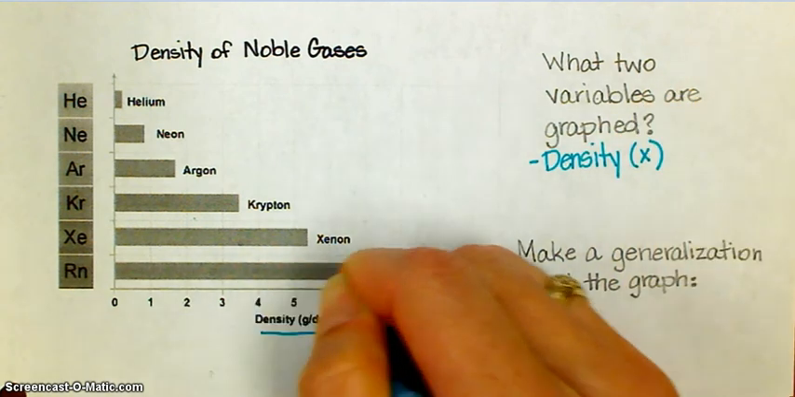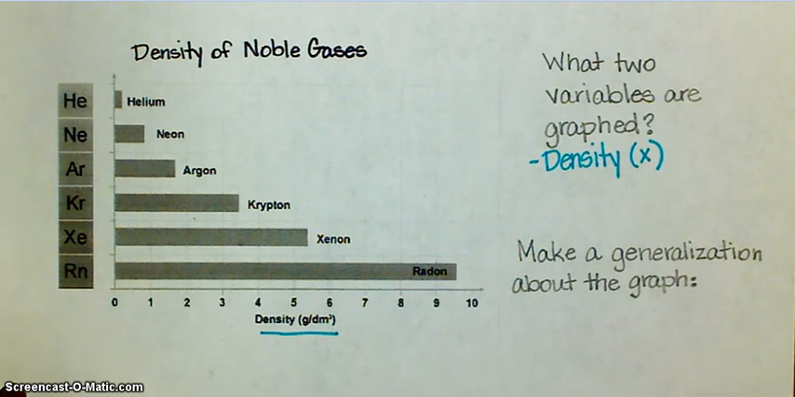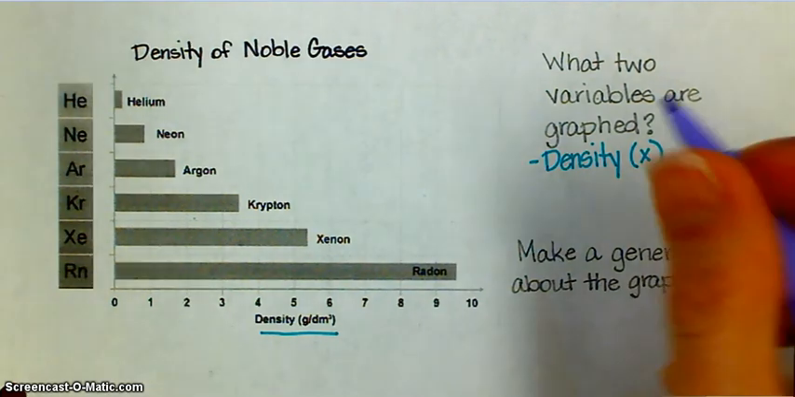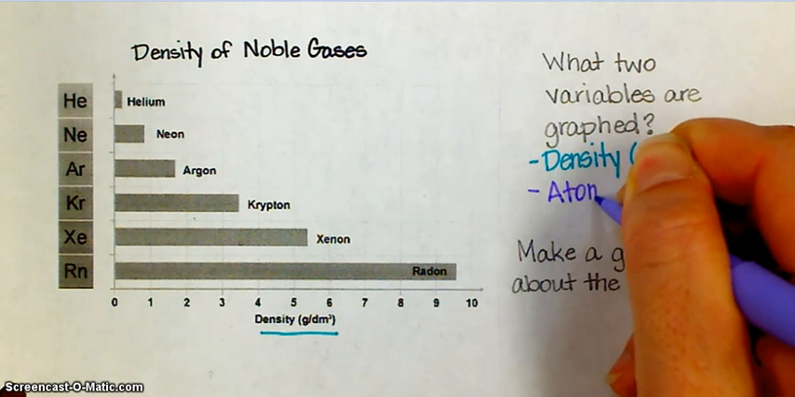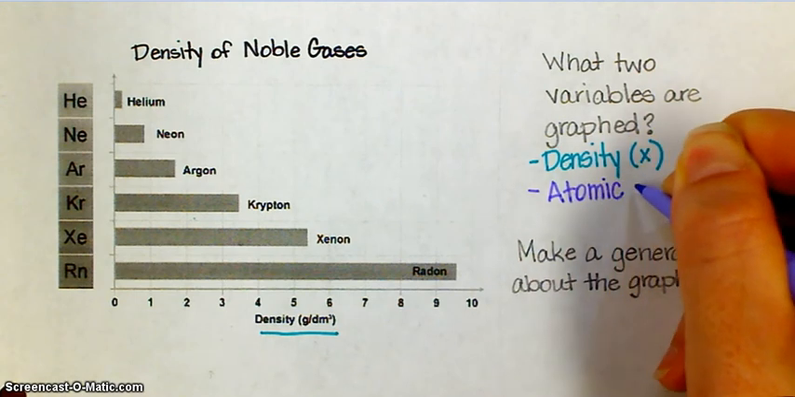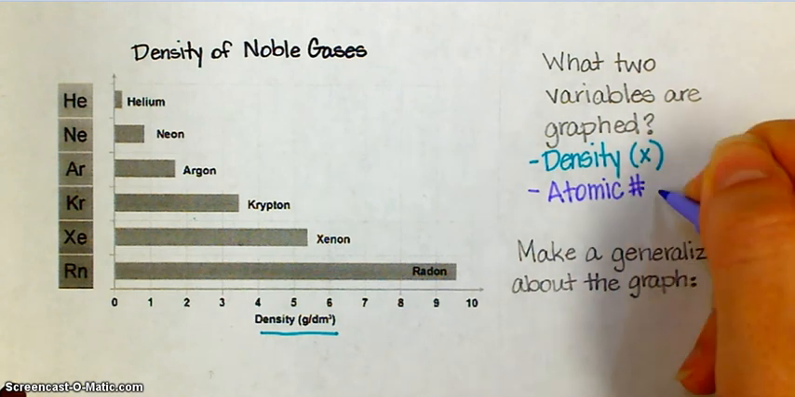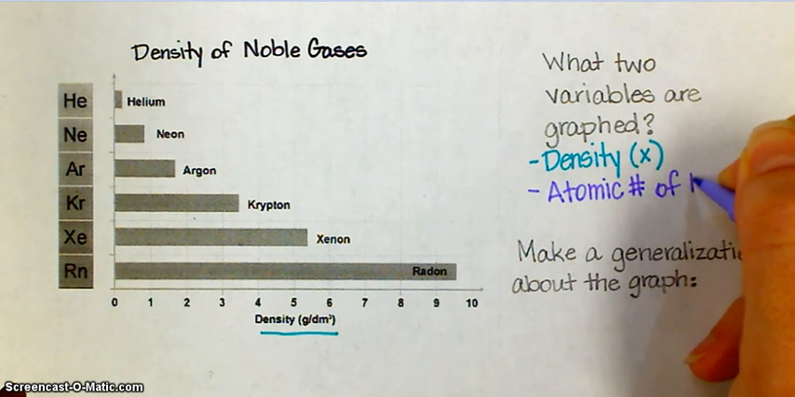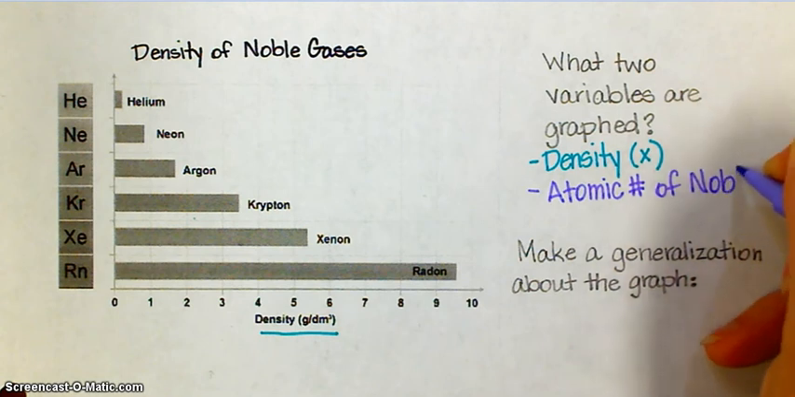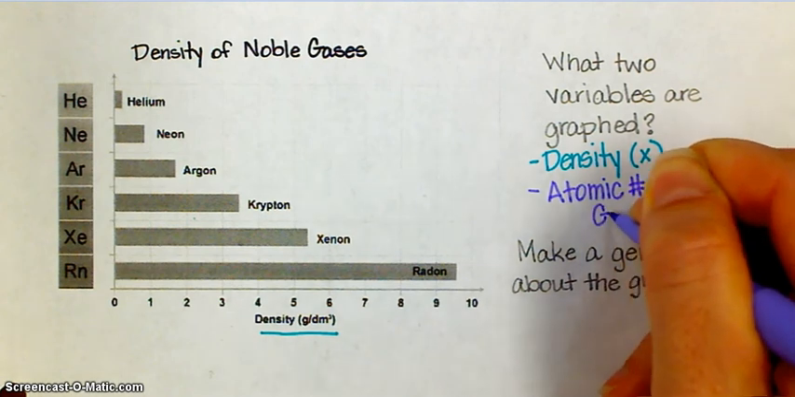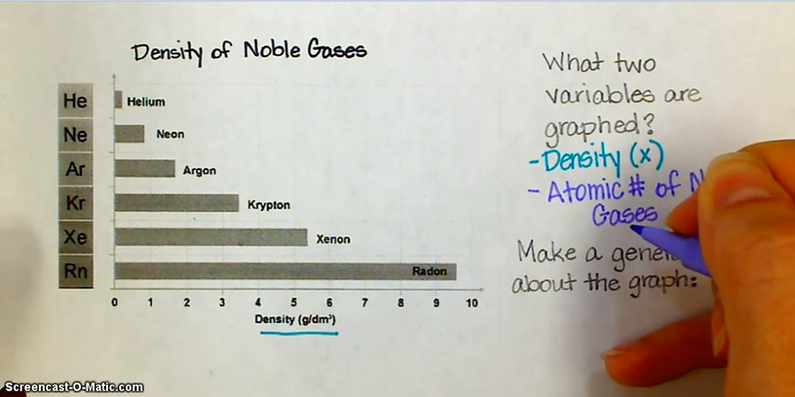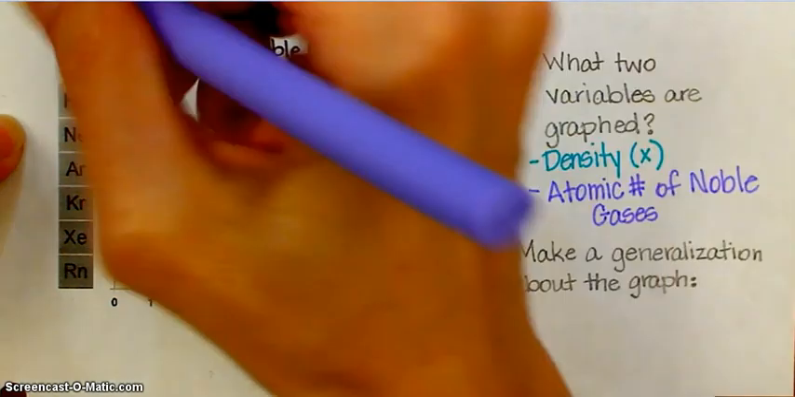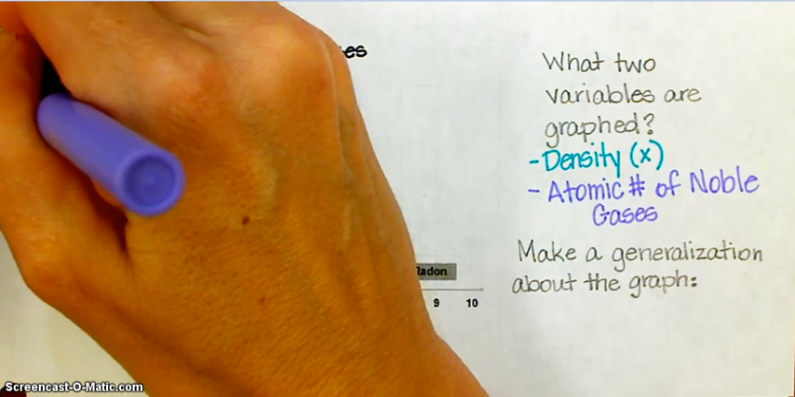right there, and the other variable is going to be the atomic number of our noble gases. I'll just put a number symbol. Atomic number of noble gases. Because they aren't listed over here just randomly. So atomic number increases as you go down.